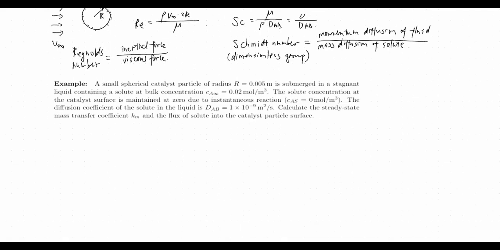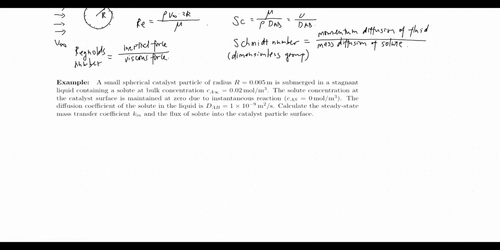Okay, let's draw the diagram here. Let's see, the particle. I should not draw any dots because there's no concentration on it. So on the particle, the surface concentration C_As, and far away the C infinity, you have 0.02 mole per meter cubed.